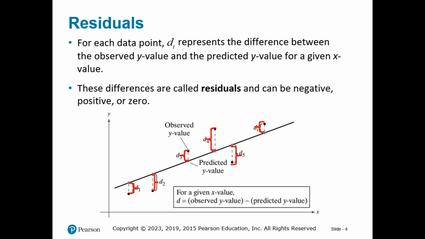These differences, or d sub i values, are called residuals, and they can be negative, like these are, because they're below the predicted y value, or positive, like these are, because they're above the predicted y value, or zero, which would be if it was exactly on the line. The regression line always passes through the point where the x-coordinate is the average of the x values and the y-coordinate is the average of the y values.